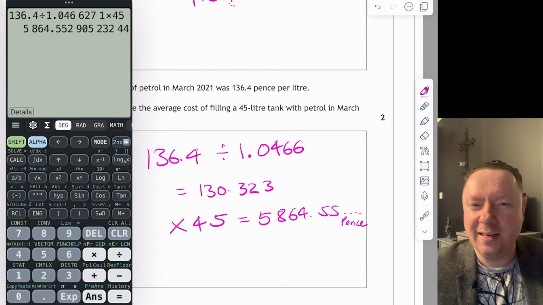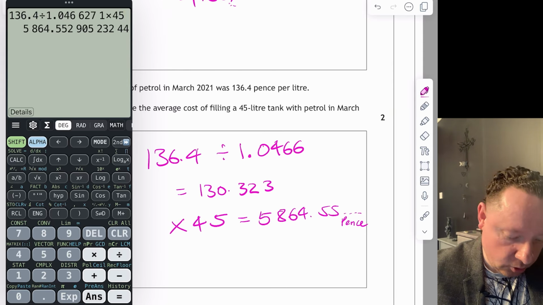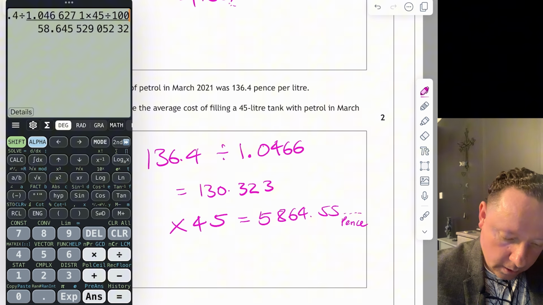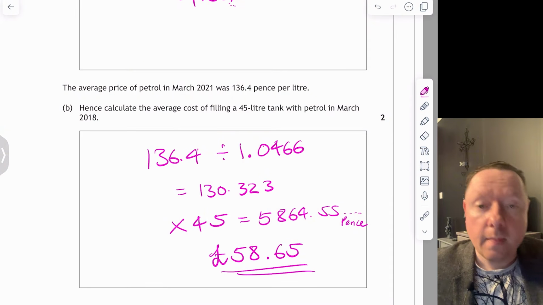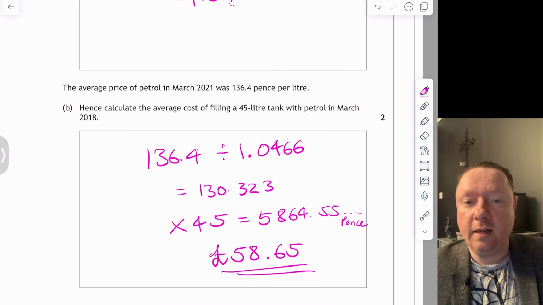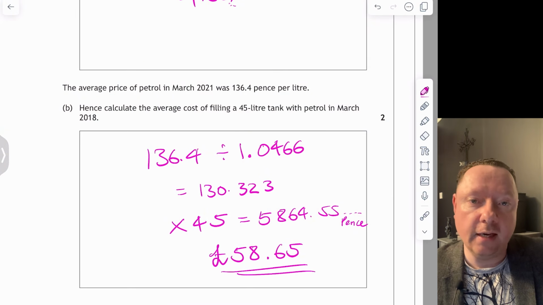Now pence looks a bit nasty to me, so I'm going to divide by 100 to get £58.65. Due to rounding, you'll get 58.65 or 58.63, and that'll be completely fine.